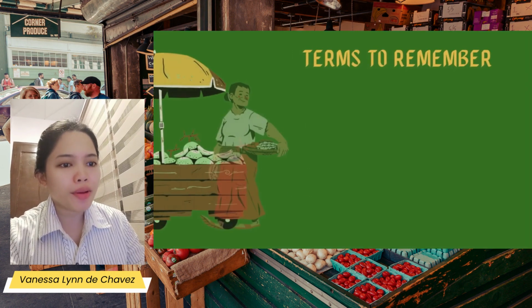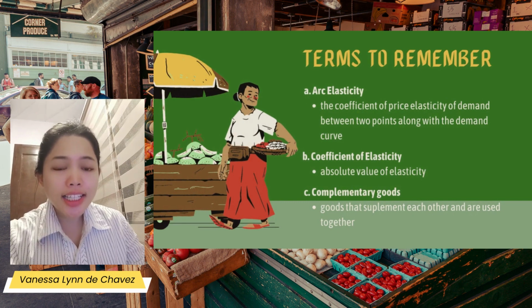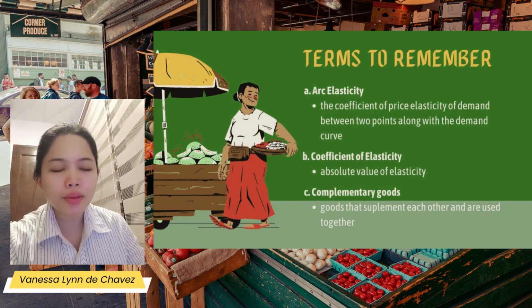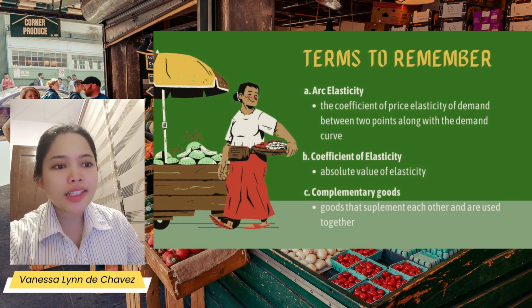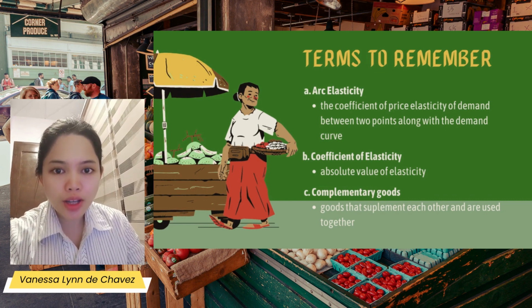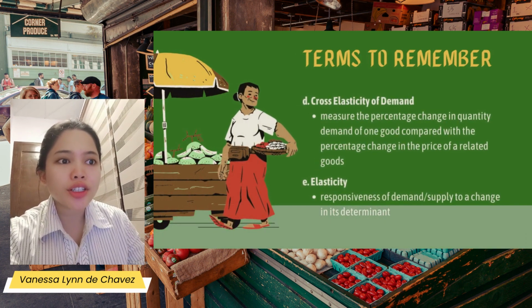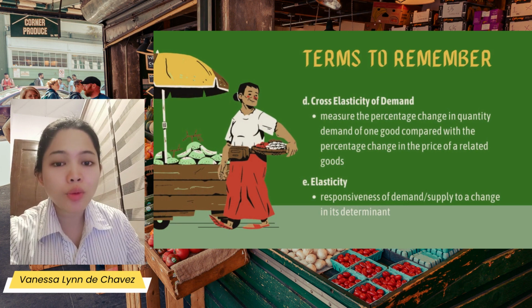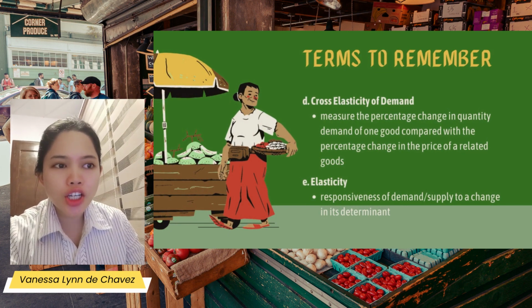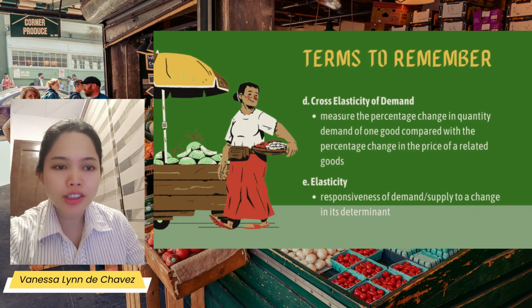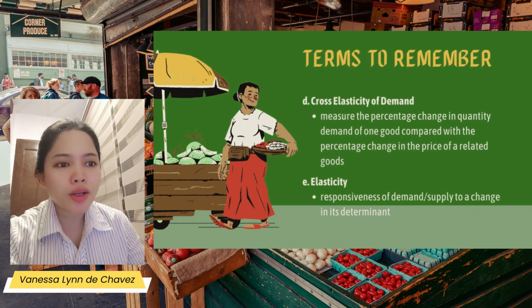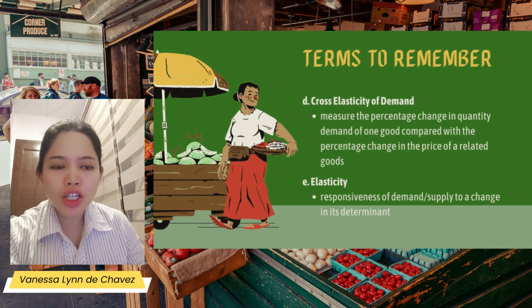Here are the terms to remember. First is arc elasticity. It is the coefficient of price elasticity of demand between 2 points along the demand curve. The coefficient of elasticity will always be in absolute value. Complementary goods. These are goods that supplement each other and are used together. While cross elasticity of demand measures the percentage change in quantity demanded of one good compared with the percentage change in the price of another good. Elasticity. It is the responsiveness of demand or supply to a change in its determinant.